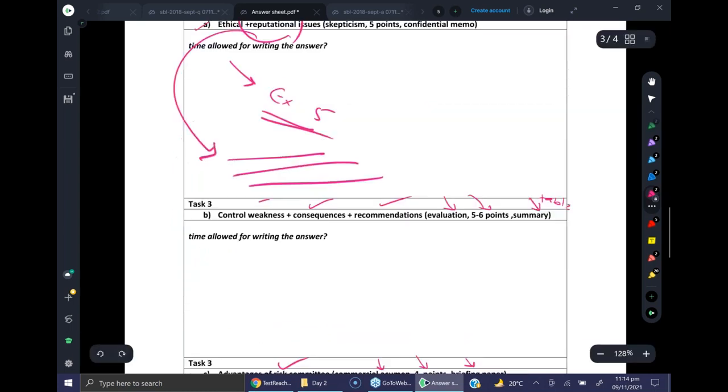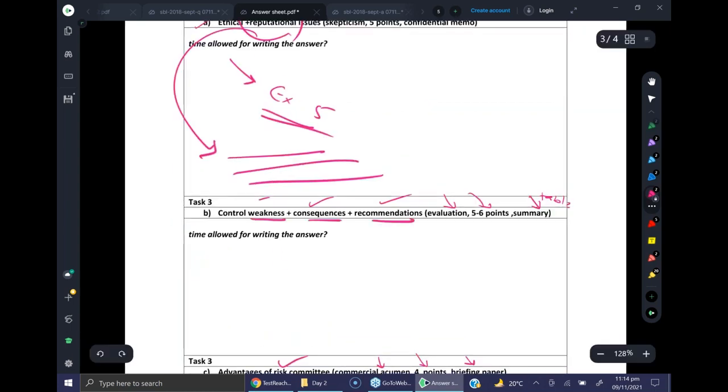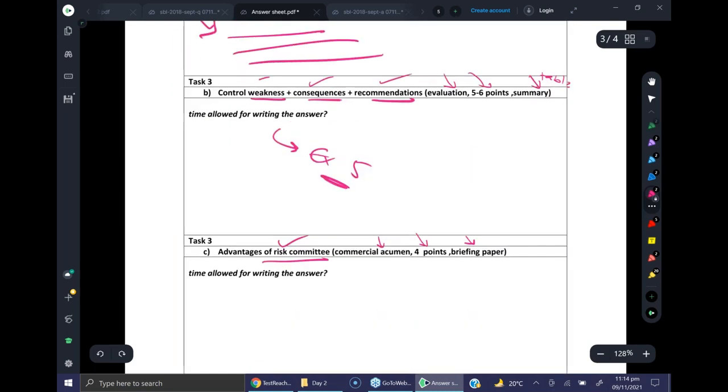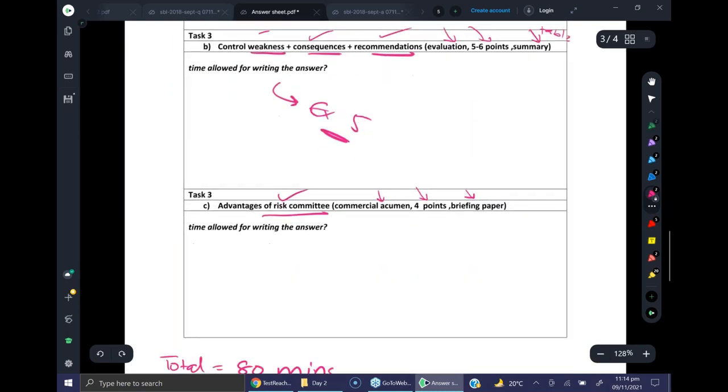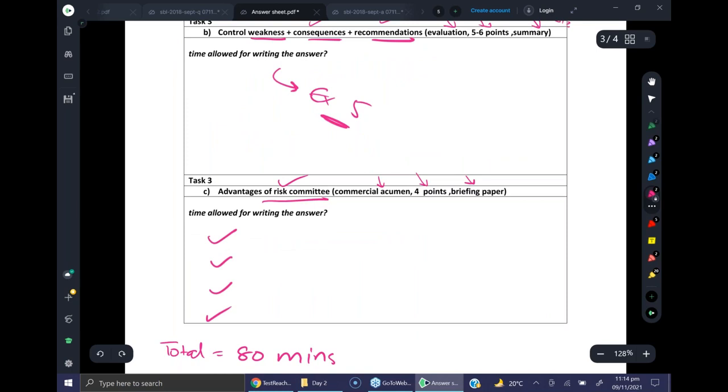Task 3, part B, control weaknesses, consequences, recommendation. They were also covered through exhibit 5 in a little detail. Now coming to task 3, part C, advantages of risk committee. So let's jot down our 4 or 5 points which were needed. So the question was asking you to discuss the advantages of risk committee. So what can be the advantages?